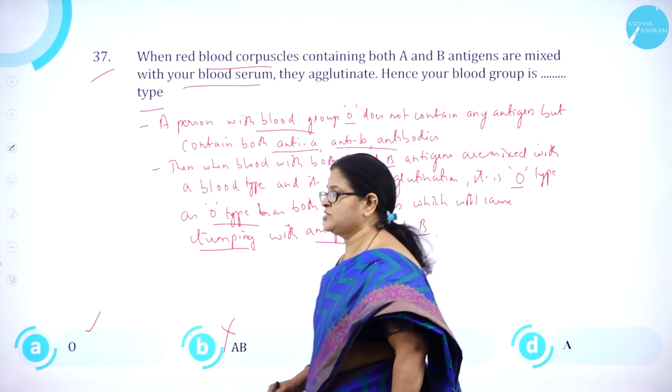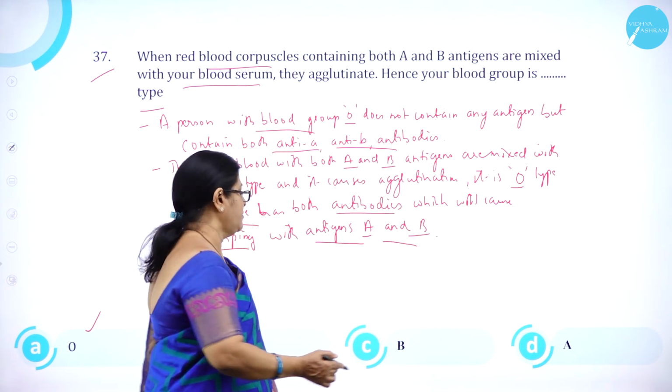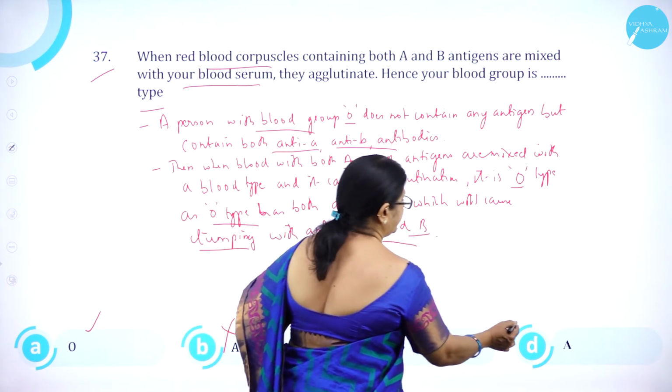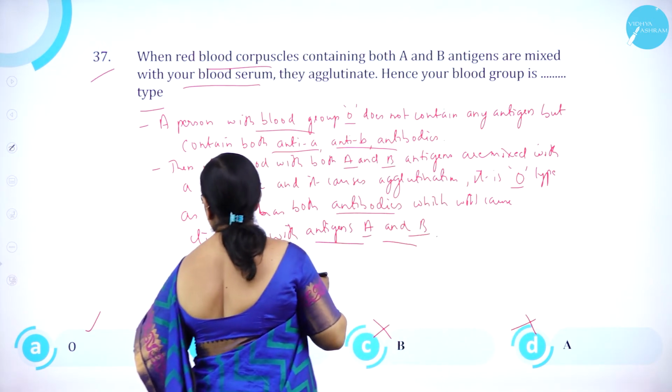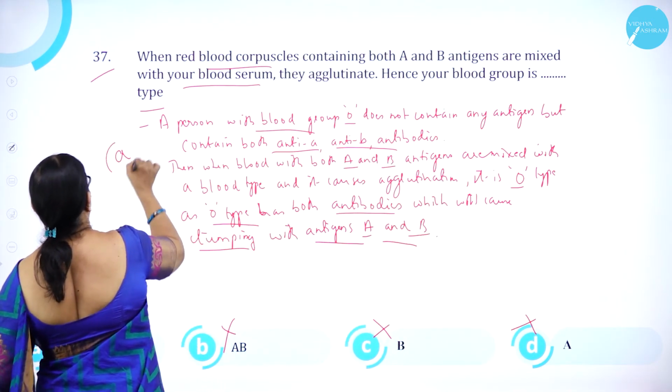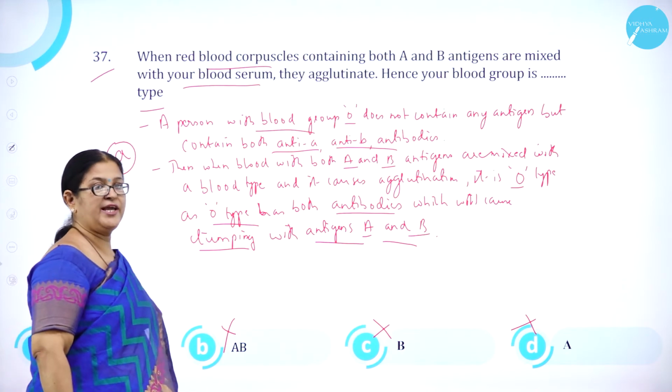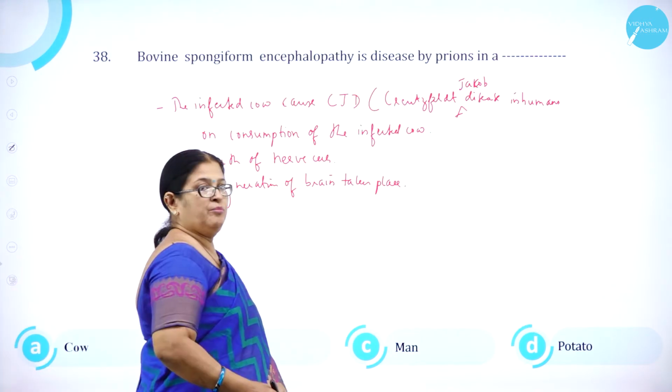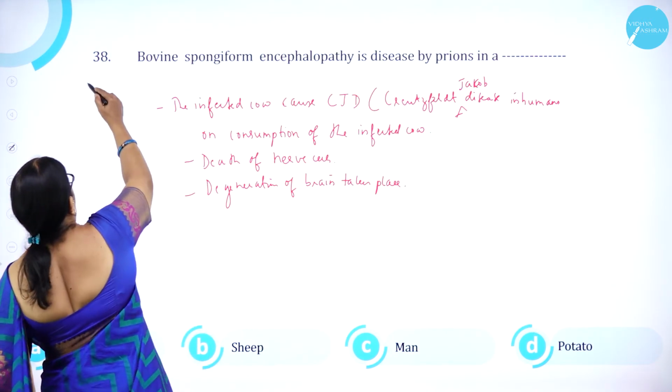Option B, AB, is wrong as it is codominance. Option C, B, is wrong. Then D, A, is wrong. So option A, O group, is correct. Moving on to question number 38.